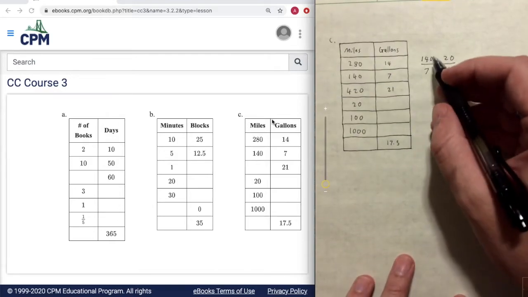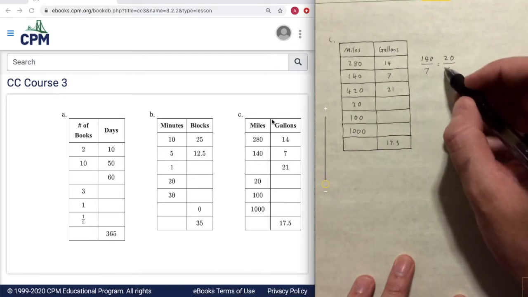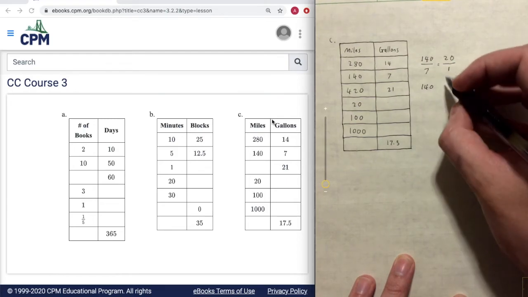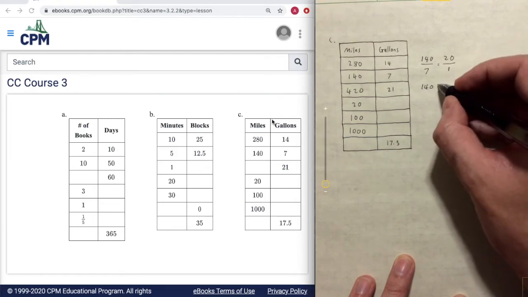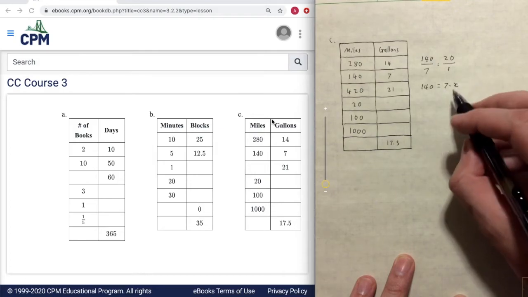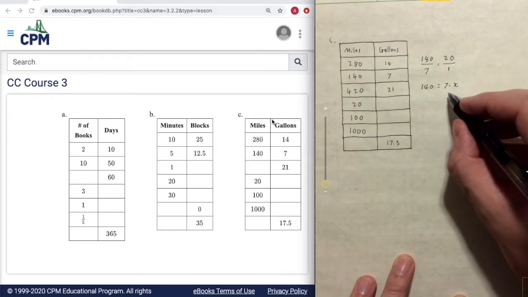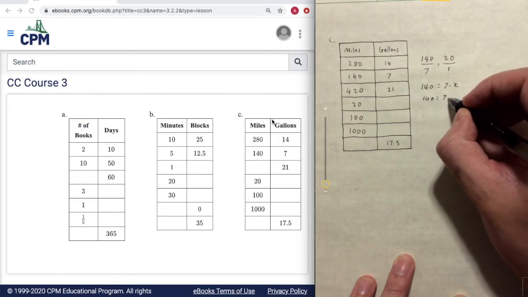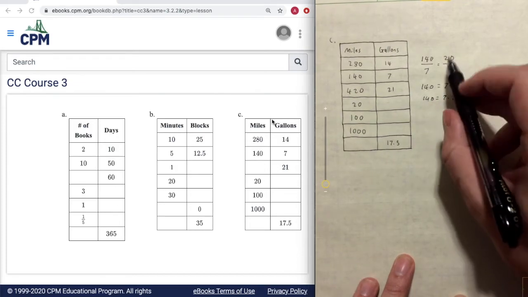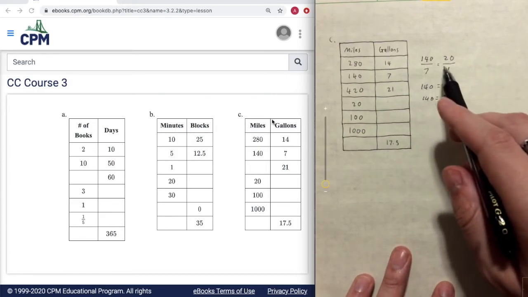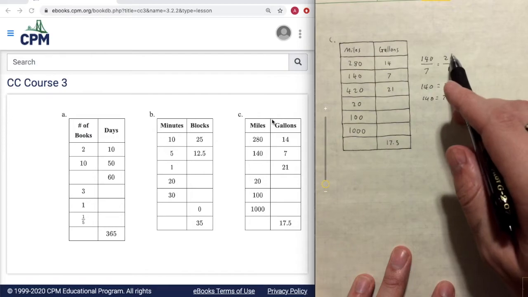And we can get that through cross multiplication. So 140 times 1 is just going to be 140, and that needs to equal 7 times the unknown value, which in this case is going to be 20. So 140 should equal 7 times 20, and that's how I got the value for 20 up there. So now we know that 1 gallon will take us 20 miles.